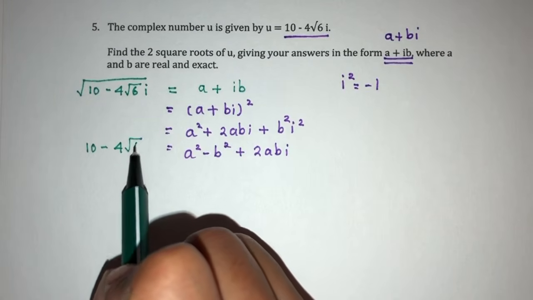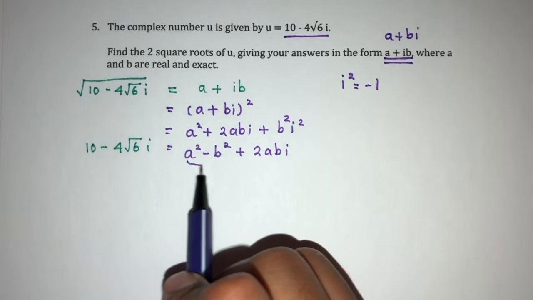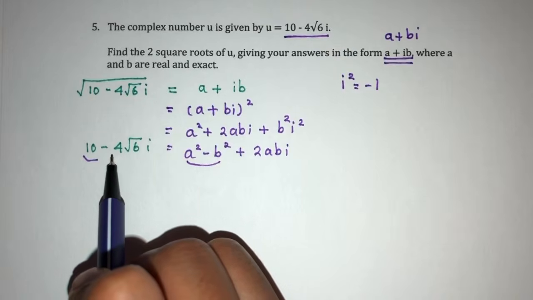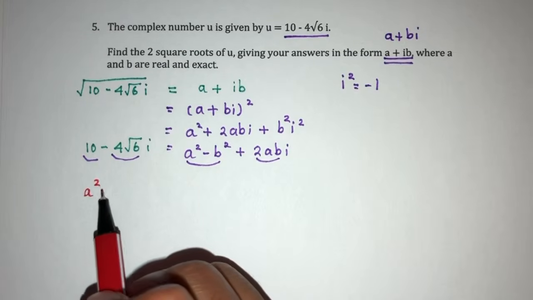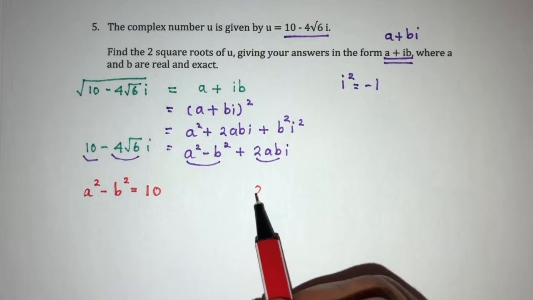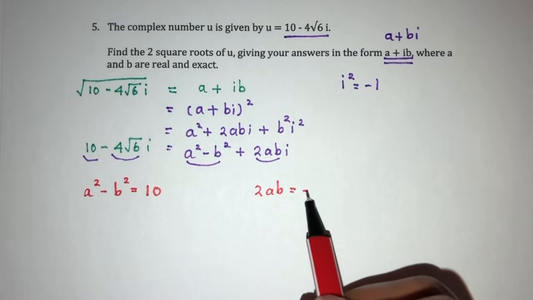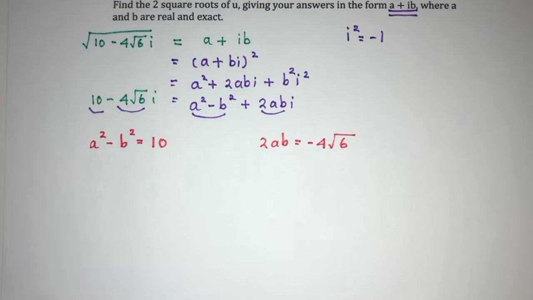We have this and this. So comparing the real part with the real part and the imaginary part with the imaginary part, we'll have 2 equations. The first one is simple. We have a squared minus b squared has to be 10. And then we have 2ab has to be minus 4 root 6. Now we have to solve by using simultaneous equations, because you can see we have 2 unknowns and 2 equations that we can use.